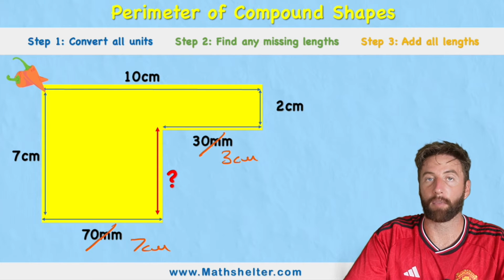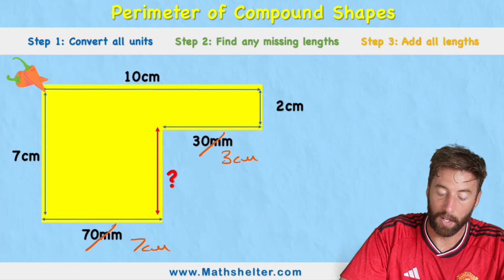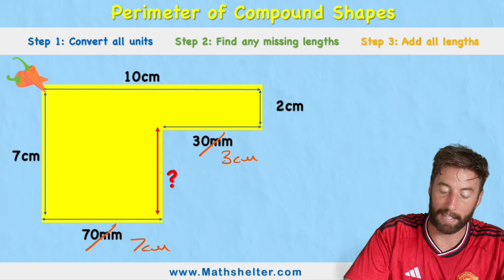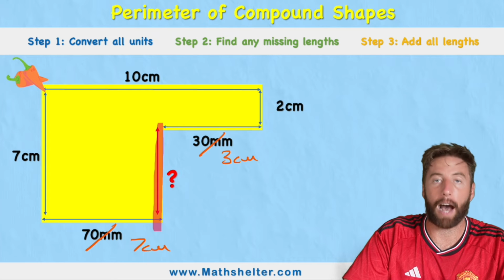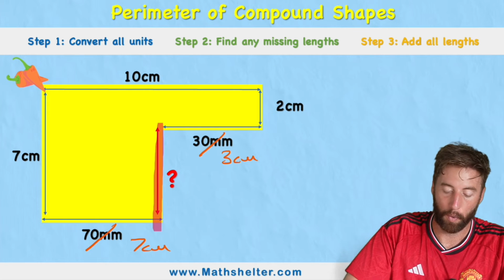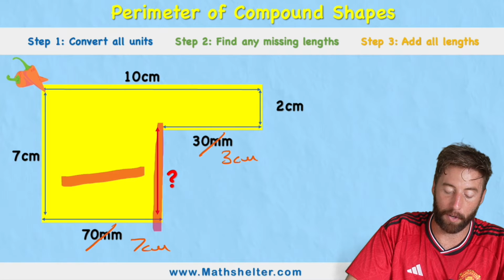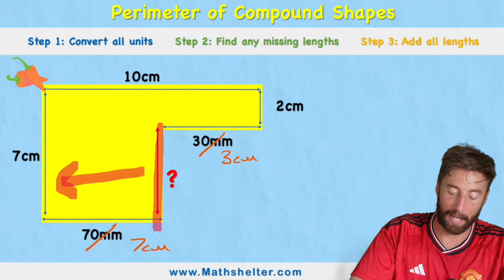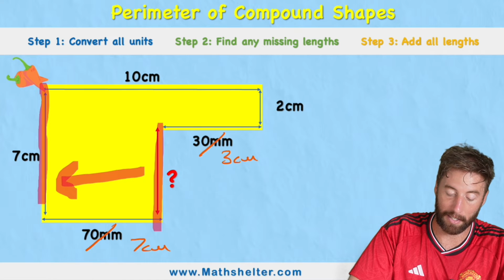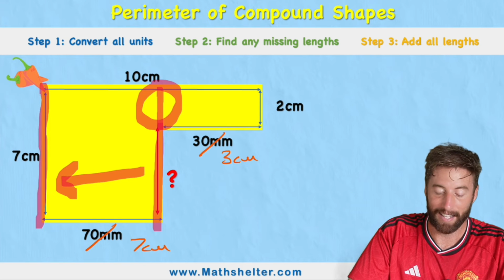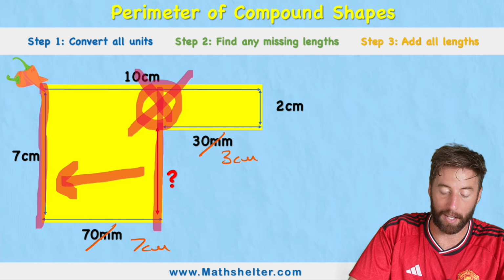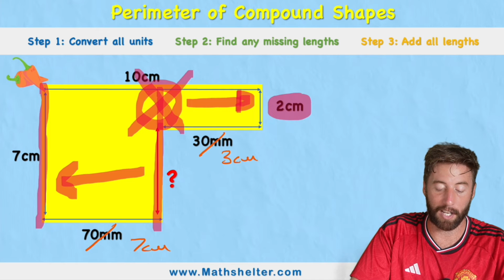So now that I've converted all of my units, I need to look at step 2. Step 2 says, find any missing lengths. So how are we going to do that? Well, we have this missing length here. How are we going to see what its value is? Well, we need to look opposite. And if we look at this length here, we can see the opposite length is 7 centimeters. But that 7 centimeters includes this area here that we don't need. So how do we get rid of this value here? Well, let's look next door and we can see that this value is 2 centimeters.